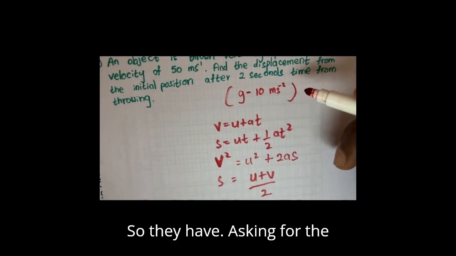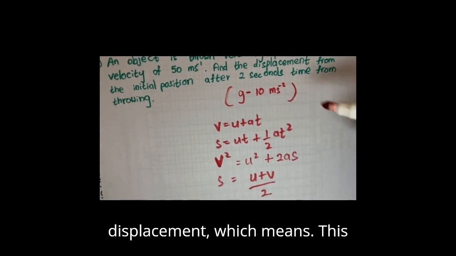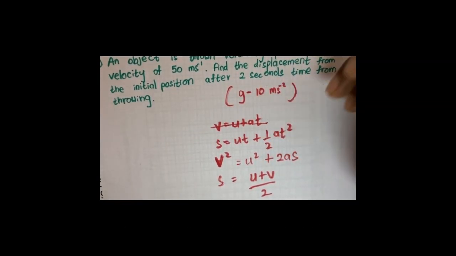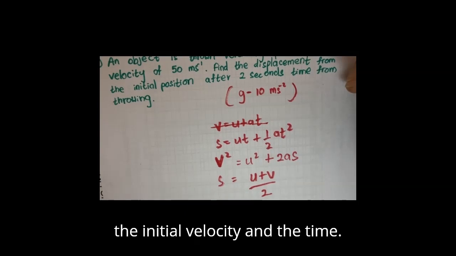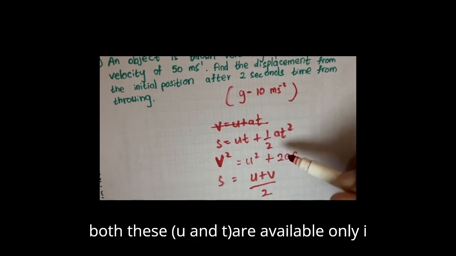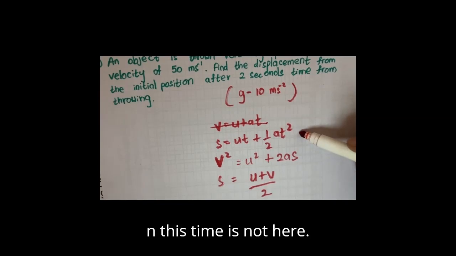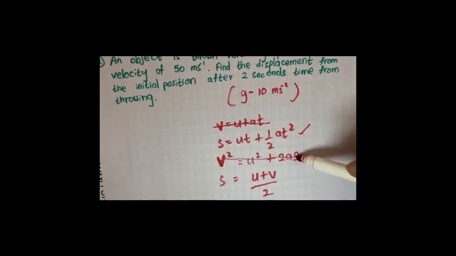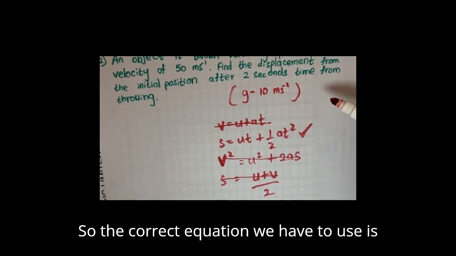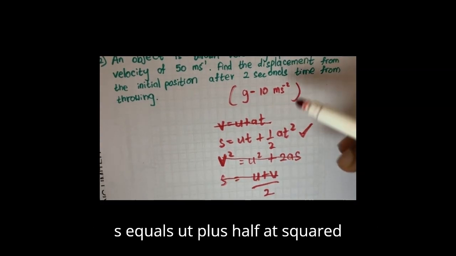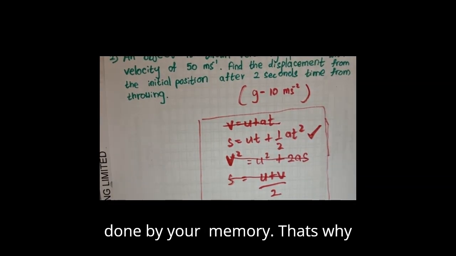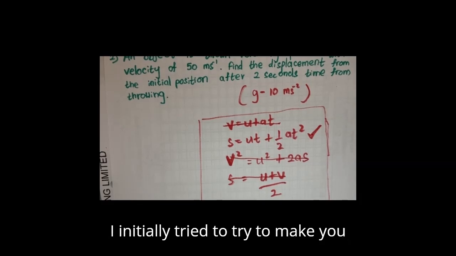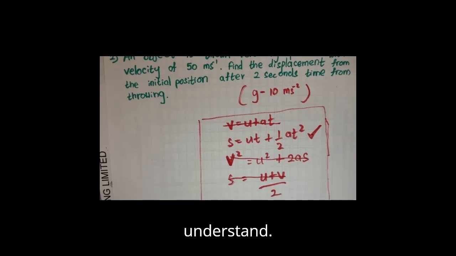So they are asking for the displacement, which means the first equation automatically cancels out. Since we have been given the initial velocity and the time, both of these are available only in this equation. You can see time is not in the others. So the correct equation we have to use is S equals UT plus half AT squared. So this whole process has to be done by your memory. That's why I initially tried to make you think of the correct equation.